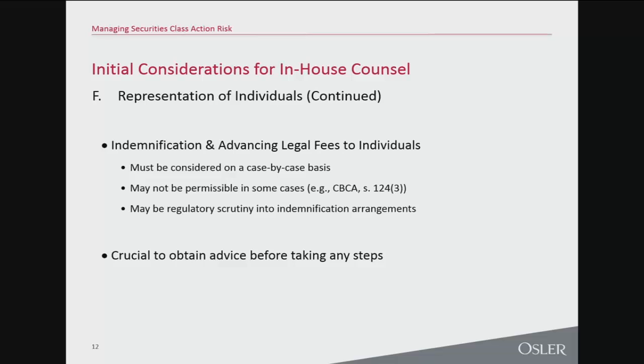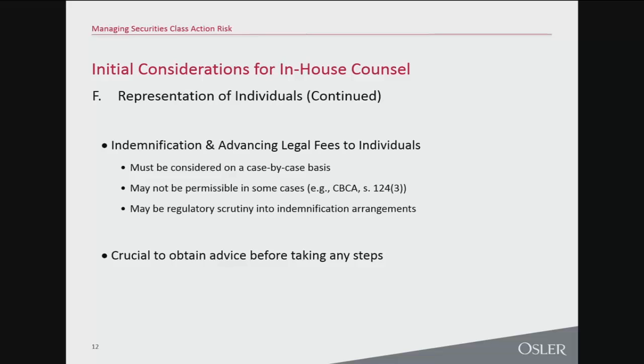For example, British Columbia requires that you obtain an undertaking from that individual defendant to repay any fees advanced in the event that it was determined that the individual had acted contrary to the best interests of the company. And so it also can raise regulatory issues to the extent that there is indemnification of a person that is later found to have acted in a manner that was contrary to the interests of the company. The SEC has in its past looked at that as being an example of lack of cooperation on the part of the company.